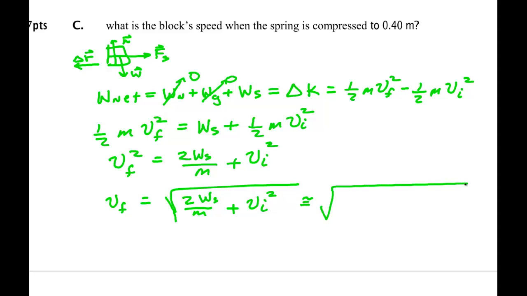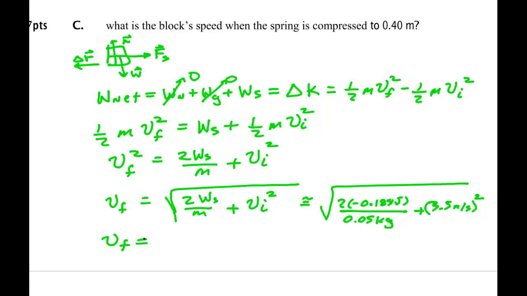Plug in our numbers. I have 2 times minus 0.188 joules divided by the mass of the spring. I have to go find what that was. Let's see, that's 0.05 kilograms. Plus the initial speed. The initial speed was 3.5 meters per second. I need to square that.